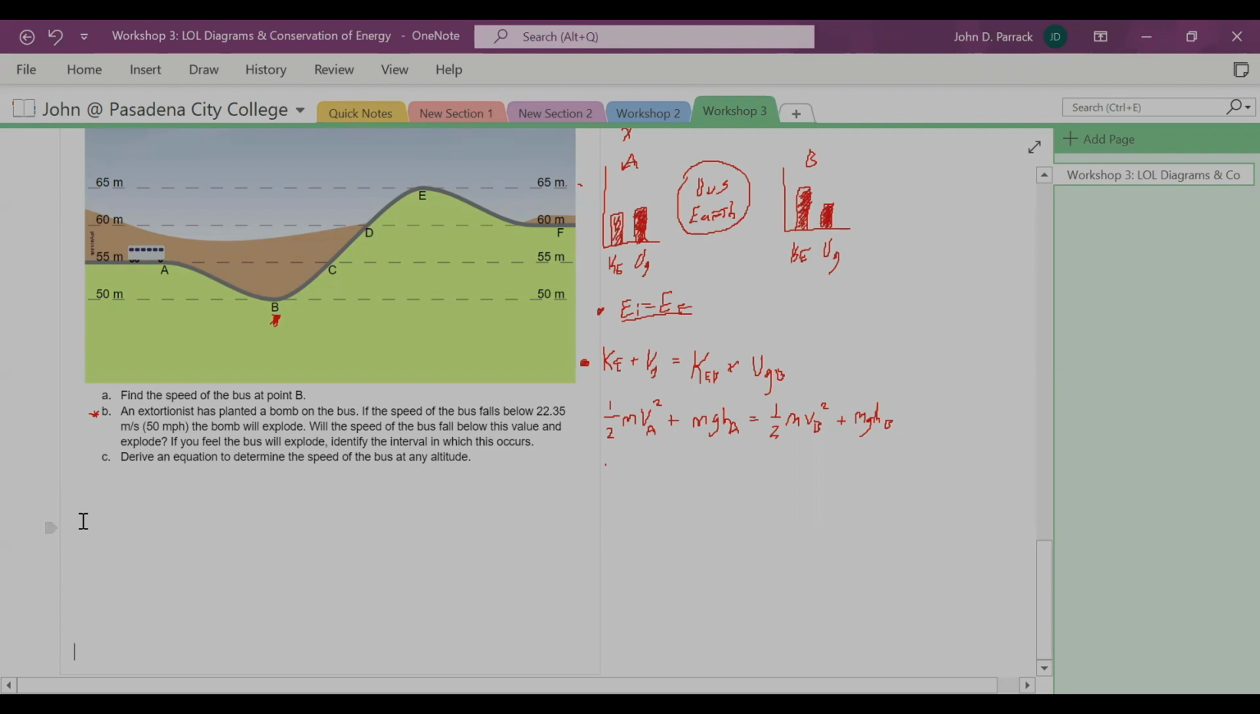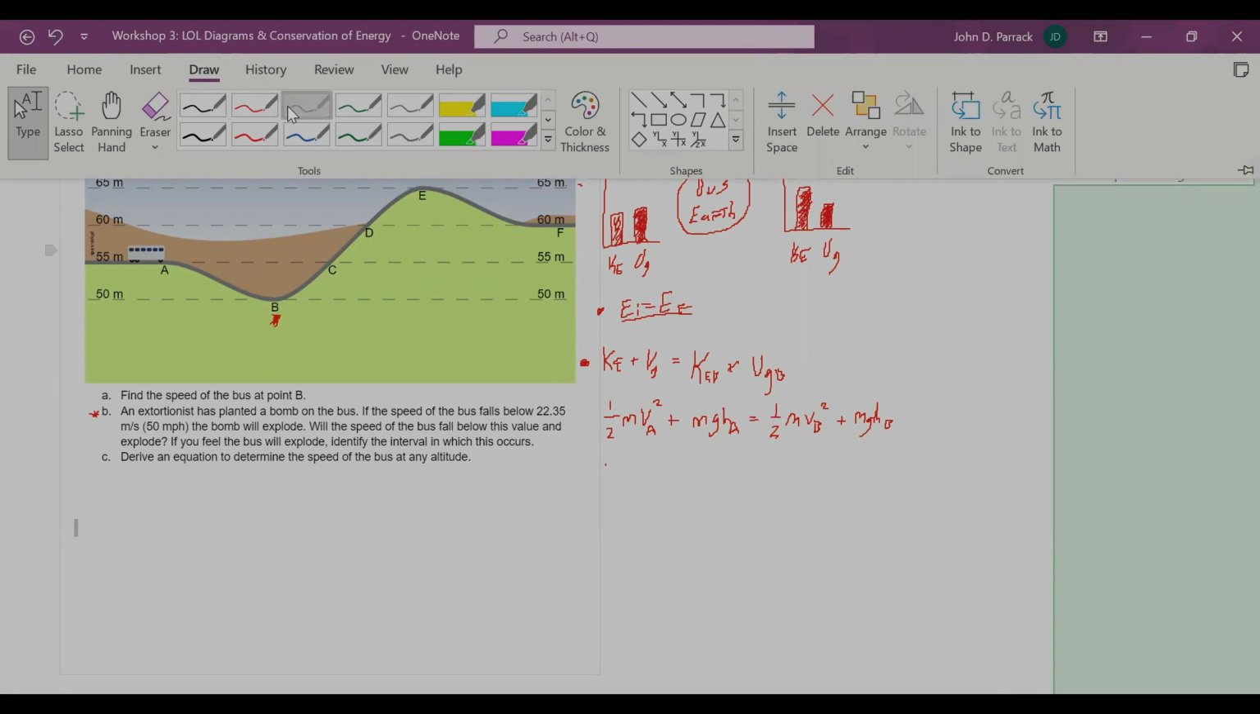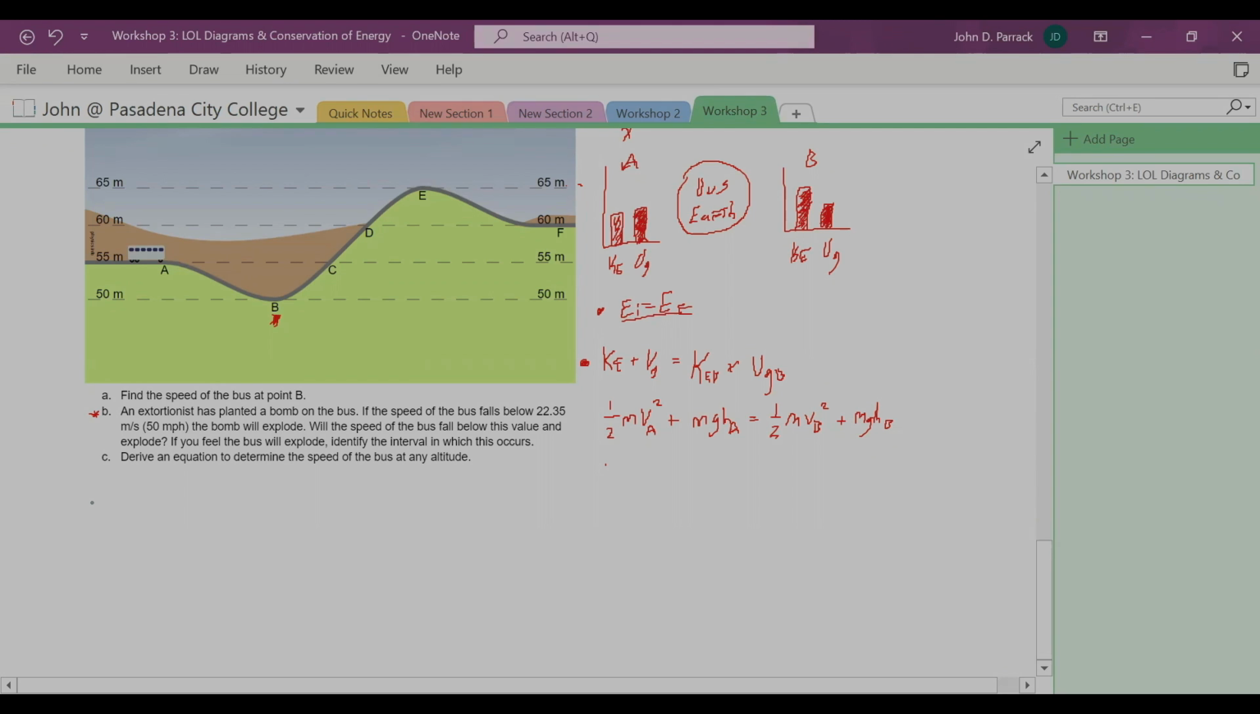The first thing I'm going to do is multiply the whole equation by 2, to get rid of those fractions. In which case we're going to have m VA squared plus 2 m g HA is going to be equal to m VB squared plus 2 m g HB.